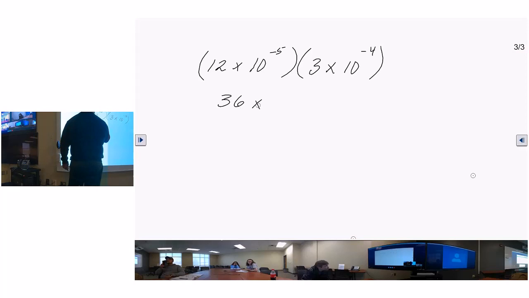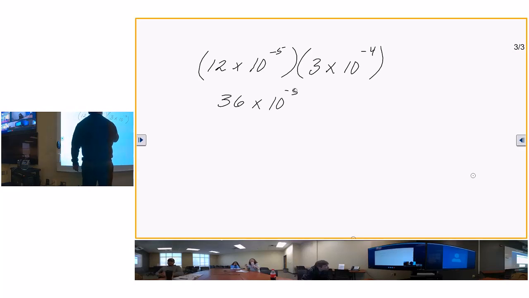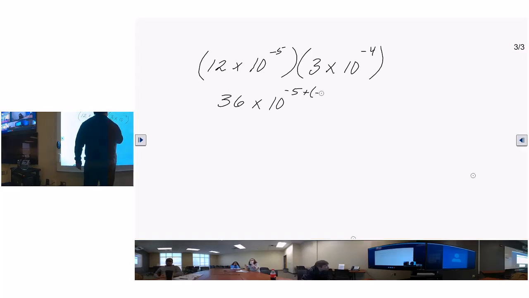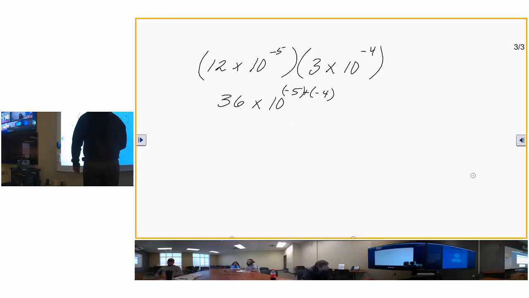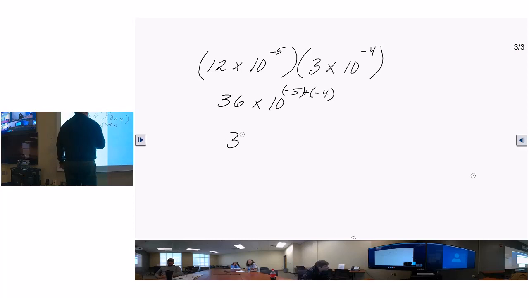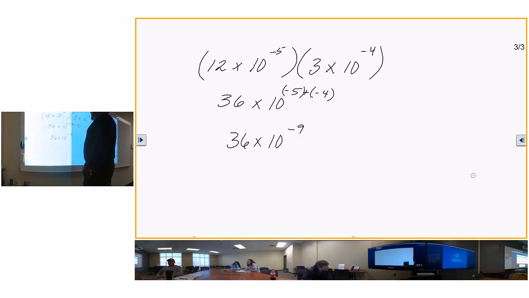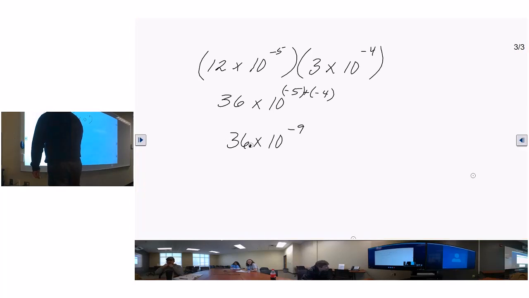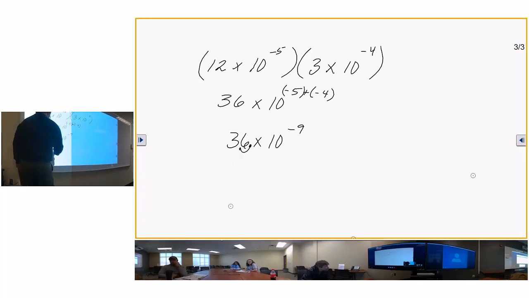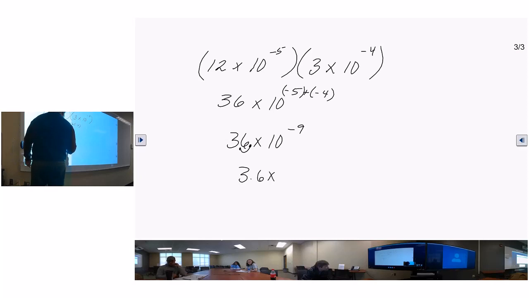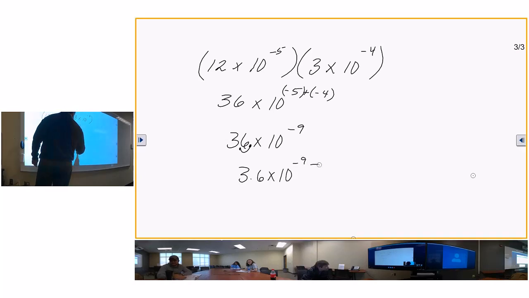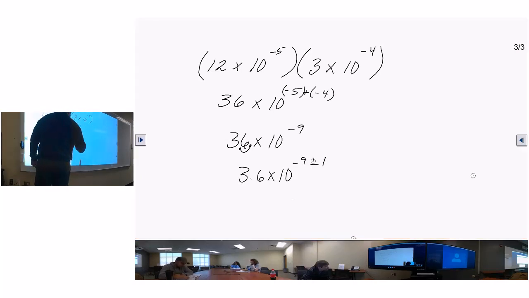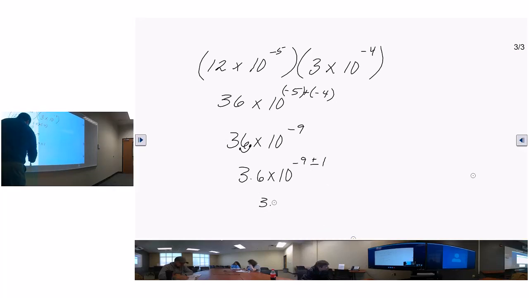36 times 10 to the negative 5 plus negative 4. You owe somebody $5, you owe somebody $4. What do you owe them? $9. I'm sorry, negative 9. Now, where is the decimal right here? So that's going to be 3.6 times 10 to the negative 9 plus 1, because I've got to move it back. So that's going to be 3.6 times 10 to the what?